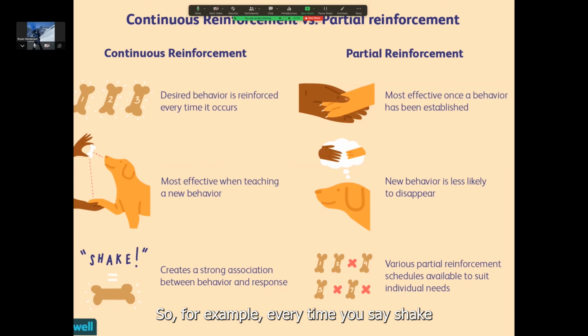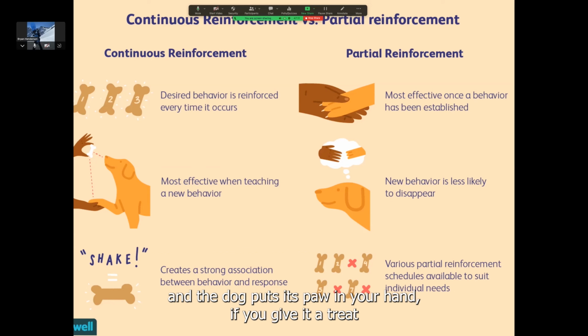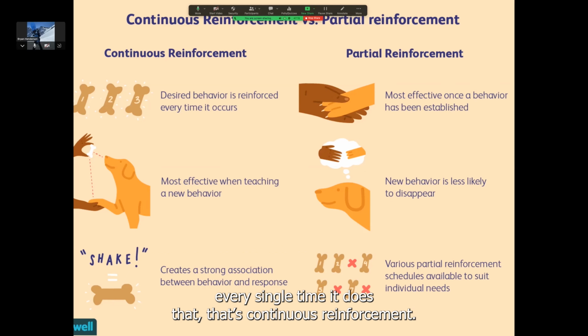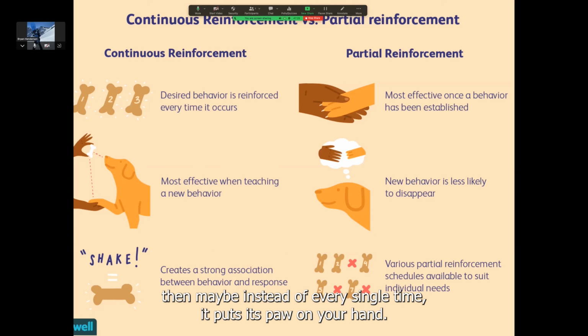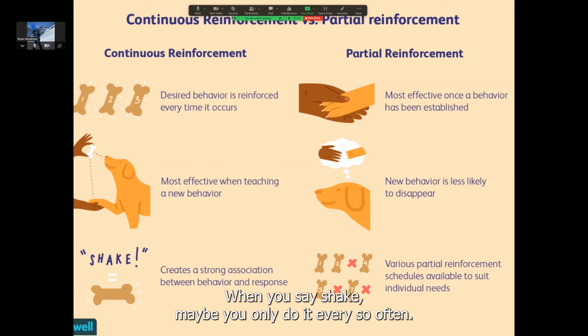Okay, so for example, every time you say shake and the dog puts its paw on your hand, if you give it a treat every single time it does that, that's continuous reinforcement. But over time, you don't want to have every single thing the dog does tied to getting a treat. So over time, maybe instead of every single time it puts its paw on your hand when you say shake, maybe you only do it every so often.